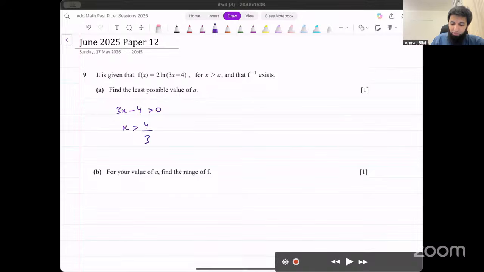Okay, so what's the least possible value of a then? The domain of that function, you would say the least possible value of a, that is 4 over 3. Right, so in place of a, the minimum possible value that you could input is 4 over 3, and that's your final answer.